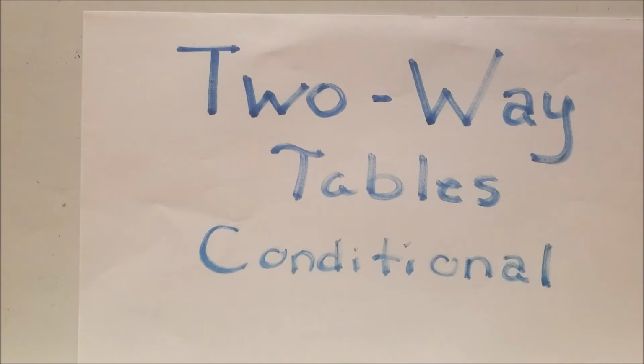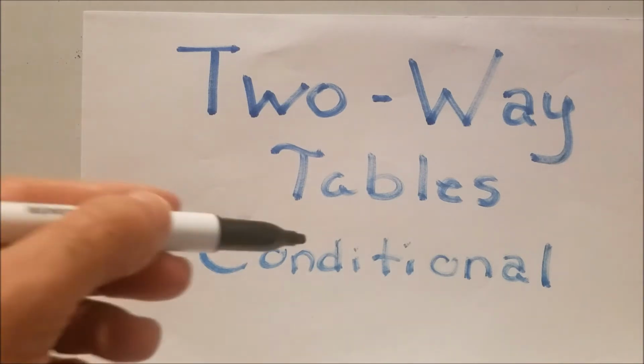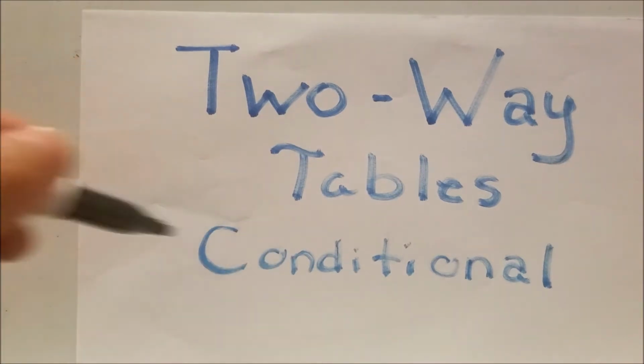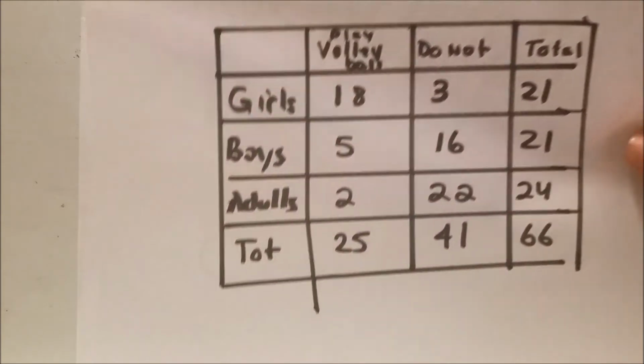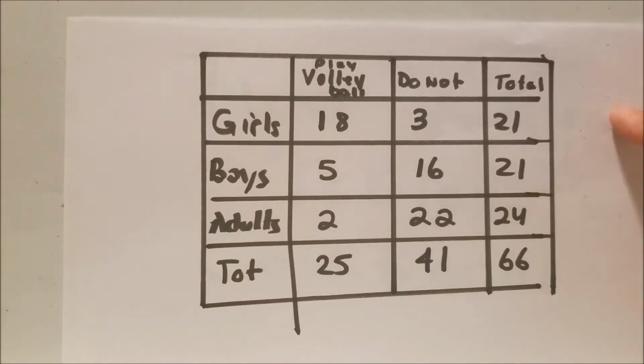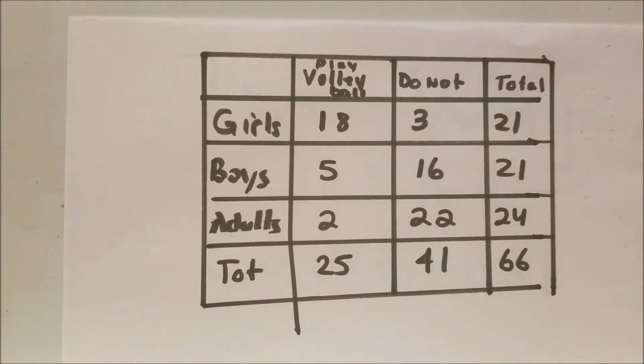Here's a video on two-way tables, and we're going to deal with conditional statements. Last time we talked about joint relative frequency, and we mentioned marginal also. So let's just tackle those first. Here is our frequency table. This is our two-way table, that is. And let's first talk about joint relative frequency.